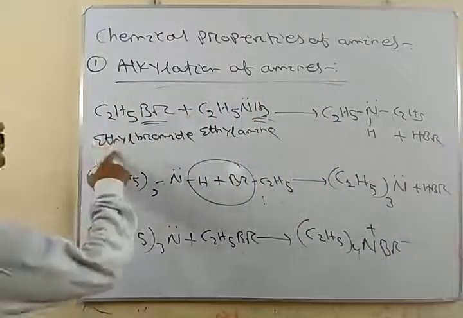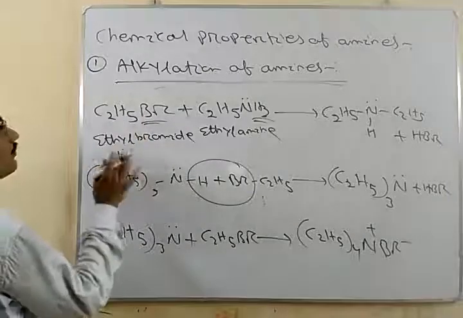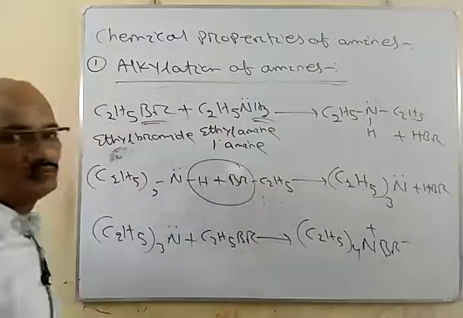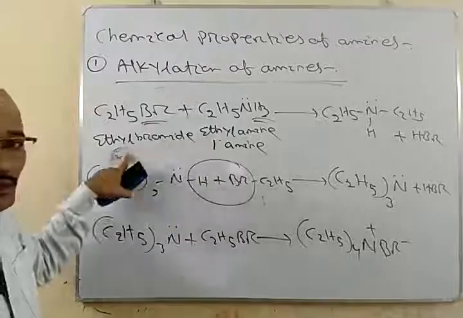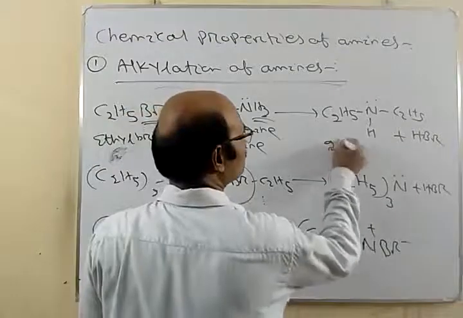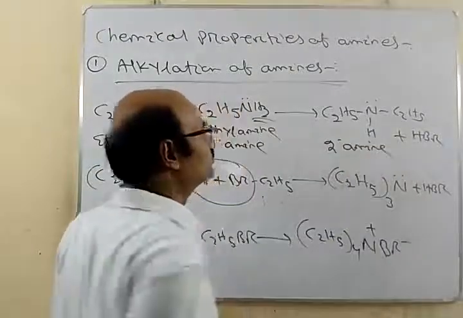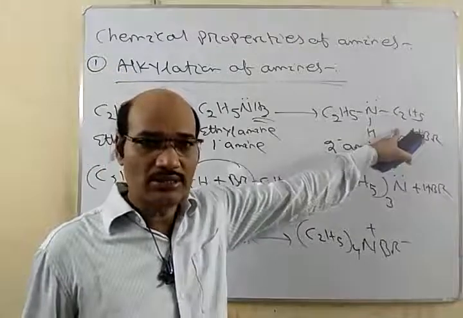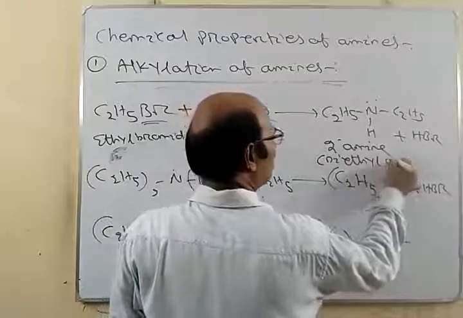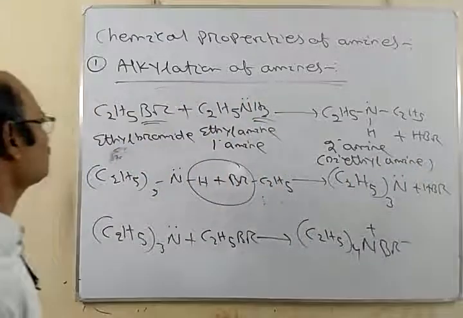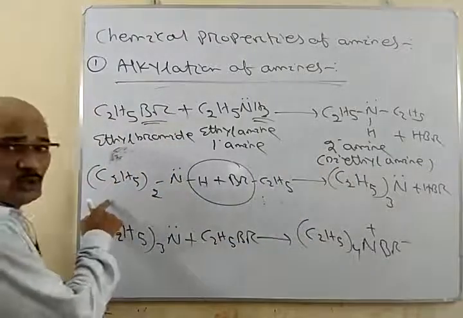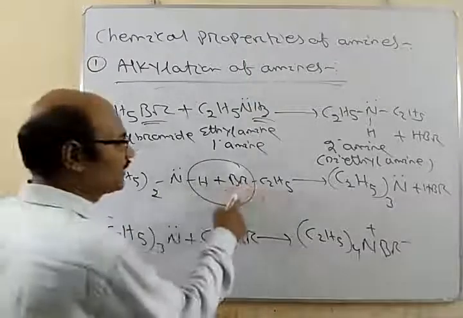Okay, so this is your ethyl bromide, ethyl amine, your primary amine. Now this primary amine reacts with your ethyl bromide, where HBr is removed, and we are getting what? The second one is called diethyl amine. Now this diethyl amine further reacts with ethyl bromide to give again what?